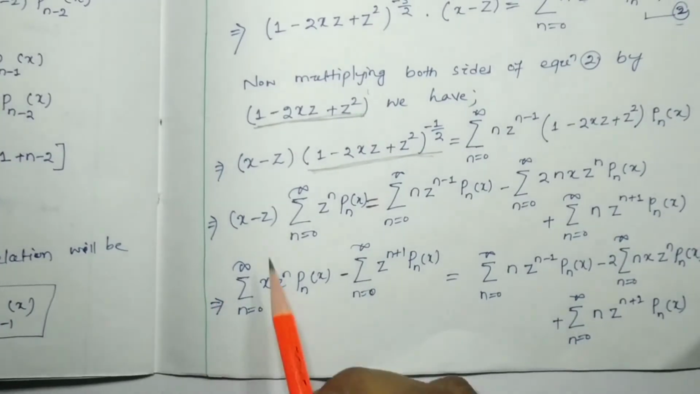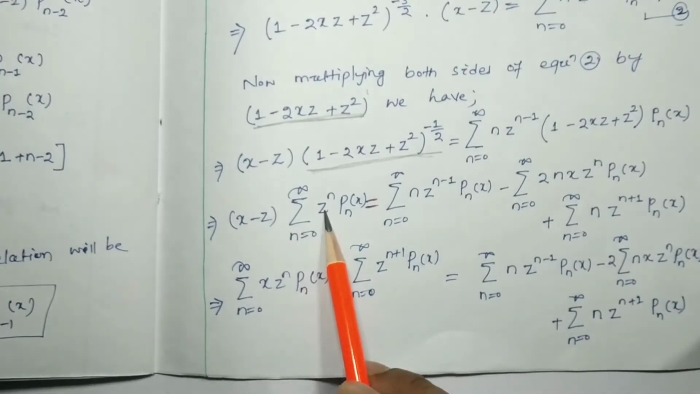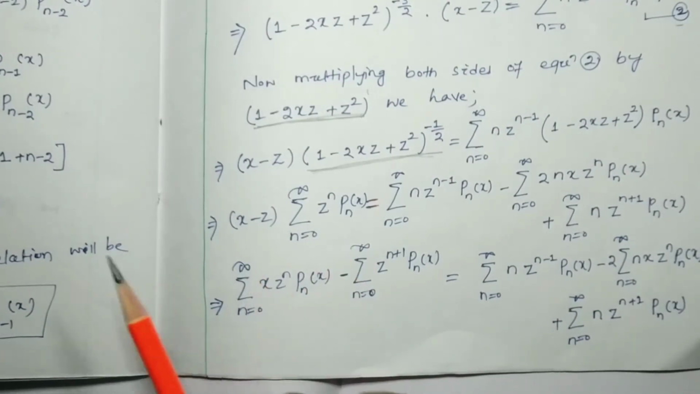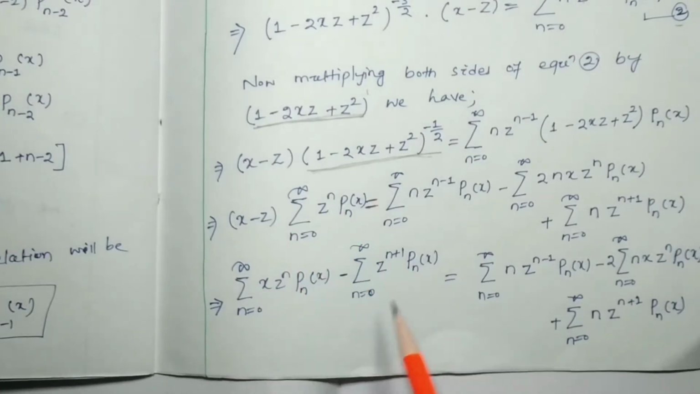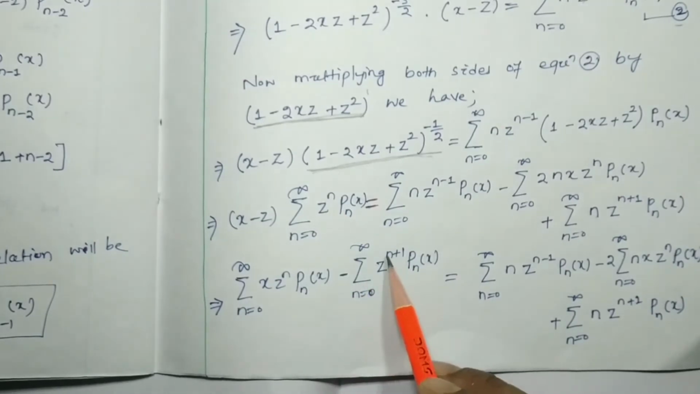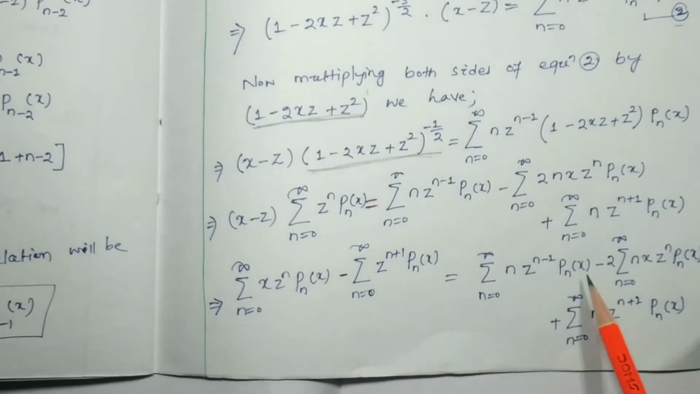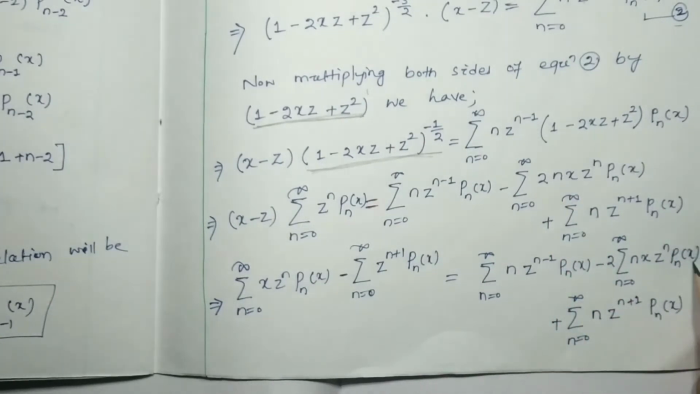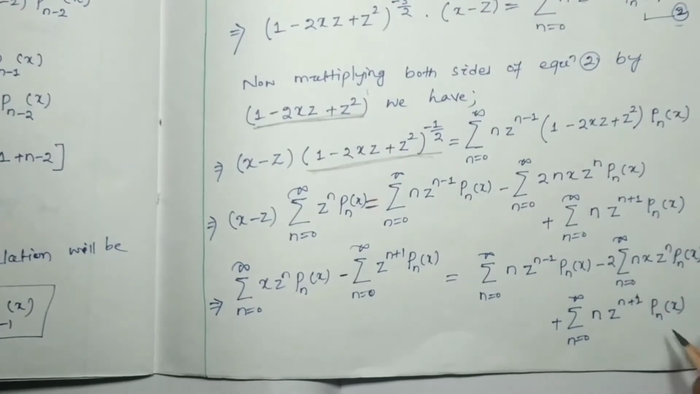On the left hand side also we are going to multiply this x with this one, minus z with this one. So x z to the power n P_n(x), summation over n = 0 to infinity. Then minus, here z is there and z to the power n is there, so minus the summation from 0 to infinity of z to the power n plus 1 P_n(x), equals n z to the power n minus 1 P_n(x). Here 2 I have taken outside as a constant, so minus 2 summation over 0 to infinity of n x z to the power n P_n(x), and the third term is the summation from 0 to infinity of n z to the power n plus 1, this is plus 1, P_n(x).